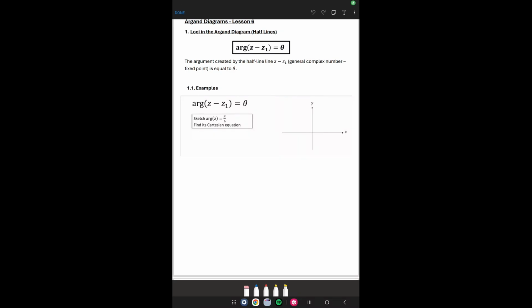Hi guys, sorry that I can't be there today, but I'll try and go through it on here. So we're going to look at half lines today.